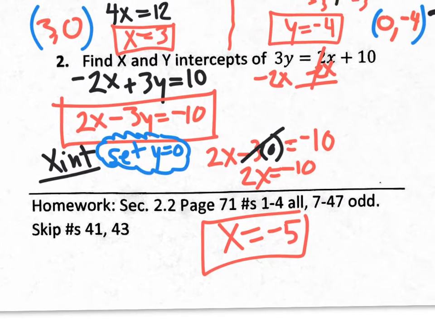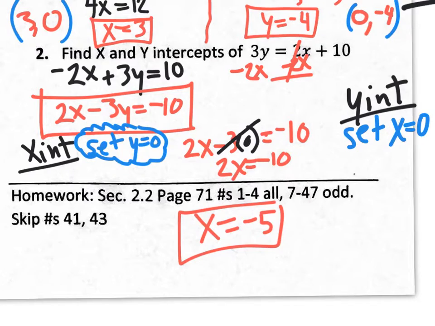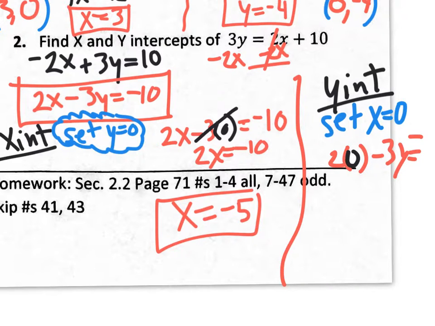Now let's find our y-intercept value. So I'm going to do the same thing. I'm going to take this equation, but for my y-intercept, I'm going to set x equal to 0. Let me do that work over here on the side. Y int, the y-intercept value. I'm going to set x equal to 0. So I'm really going to have, put a line right here, 2 times 0 minus 3y equals negative 10.